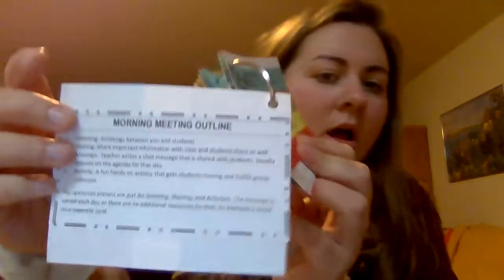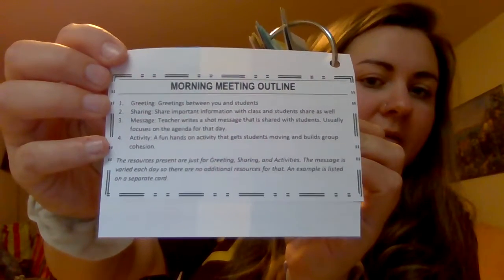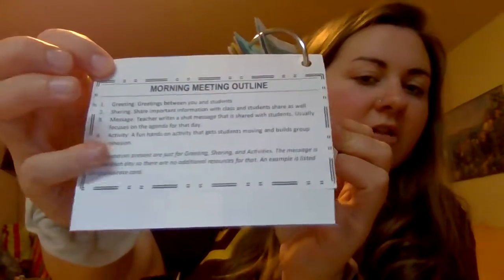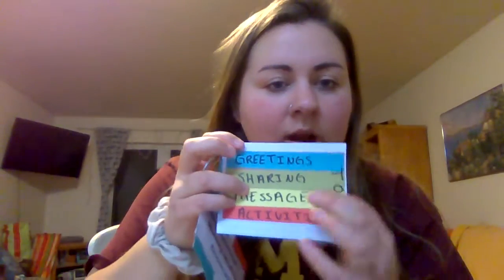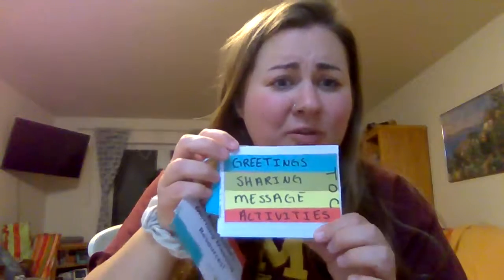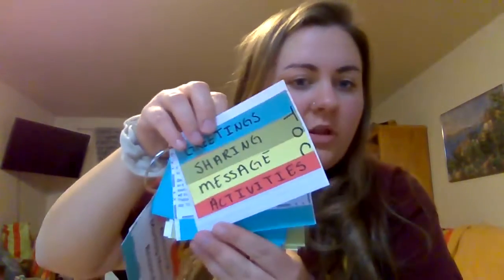So I have my opening page, and then on the back, I have a morning meeting outline. It talks about what the components are. The first is the greeting, second sharing, third message, fourth activity. And there's a note saying there's only 3 components in here because the message part is going to change every day. Then I have my table of contents here, and I just listed them as color coding. I know that this is backwards, so I apologize, but blue is greeting, green is sharing, yellow is message, and red is activities. So it's pretty self-explanatory as you go through it.